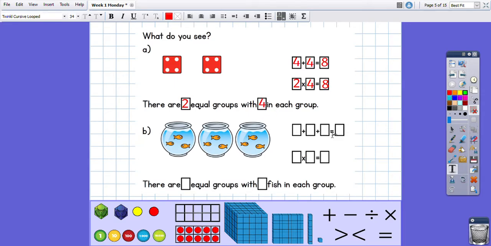And then the fish, I've got 3, add 3, add 3. So 3 in the first fish bowl, 3 in the second fish bowl, and 3 in the final fish bowl, which gives me 9. And then I've got 1, 2, 3 groups. So there are 3 equal groups, so I can fill this bit in at the same time. 3 equal groups with 3 fish in each group. So it's 3 times 3. So 3 fish in each group equals 9.